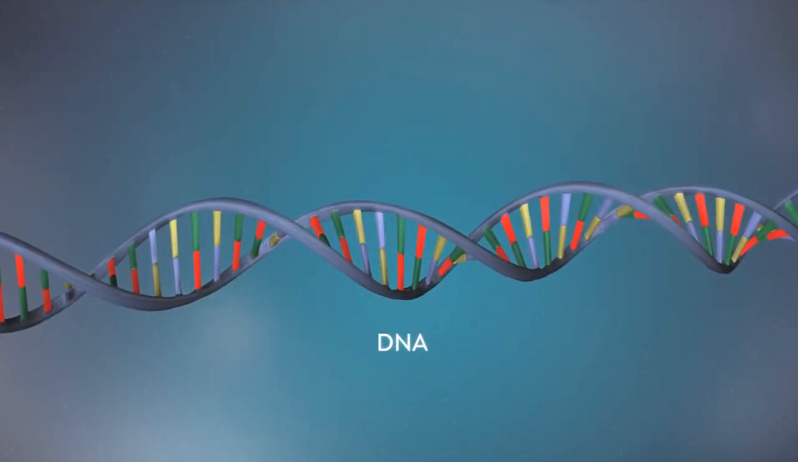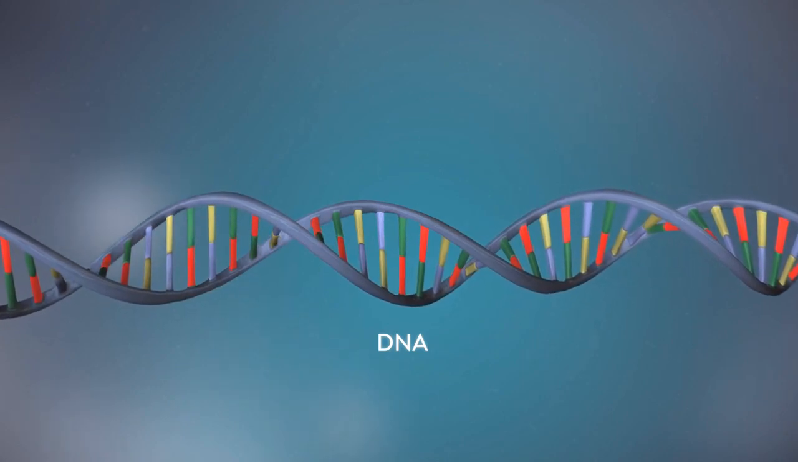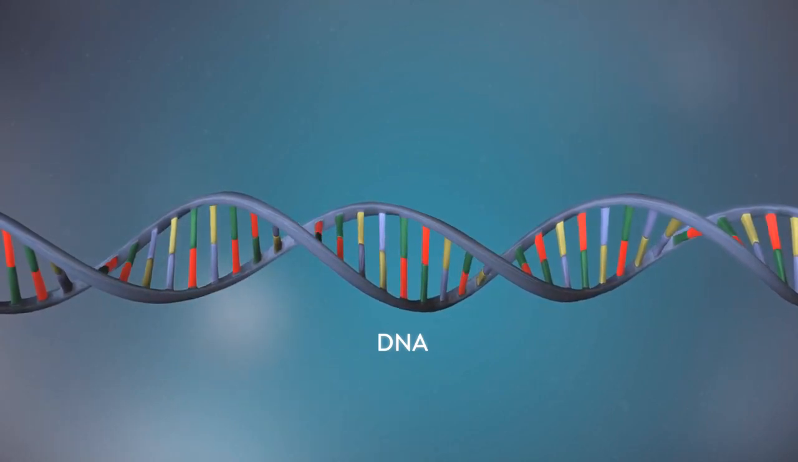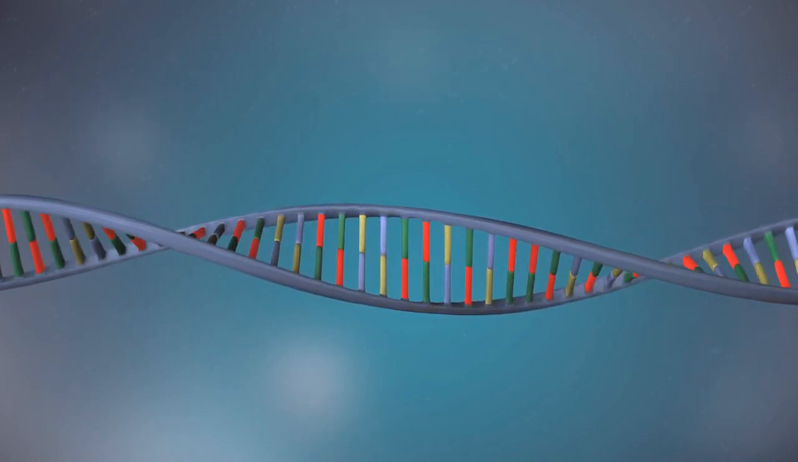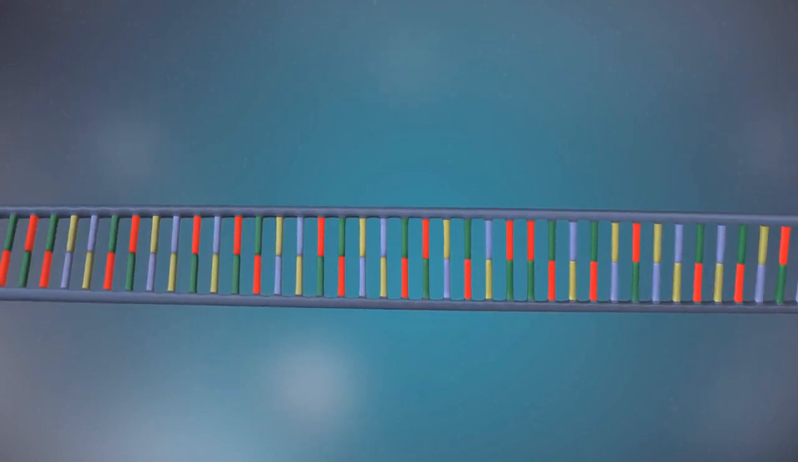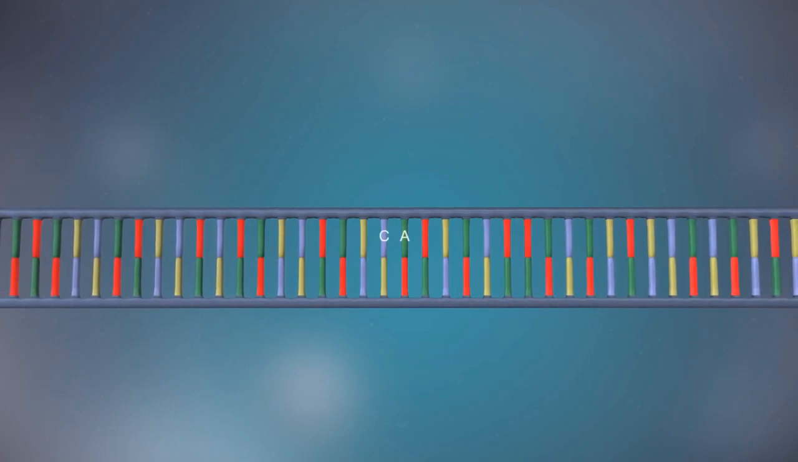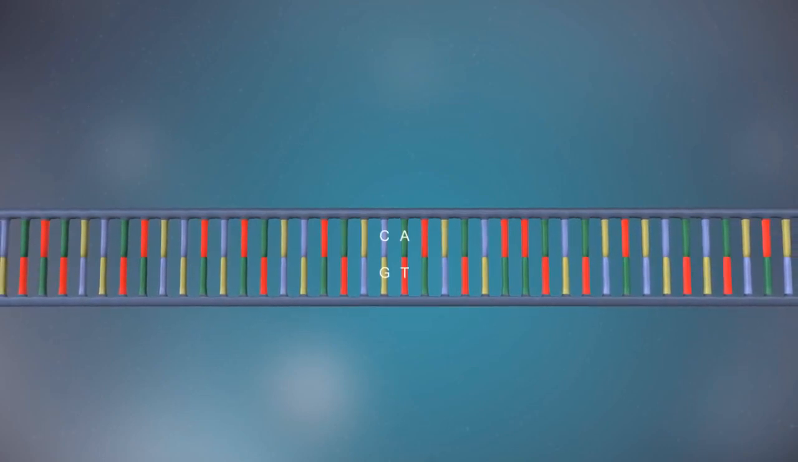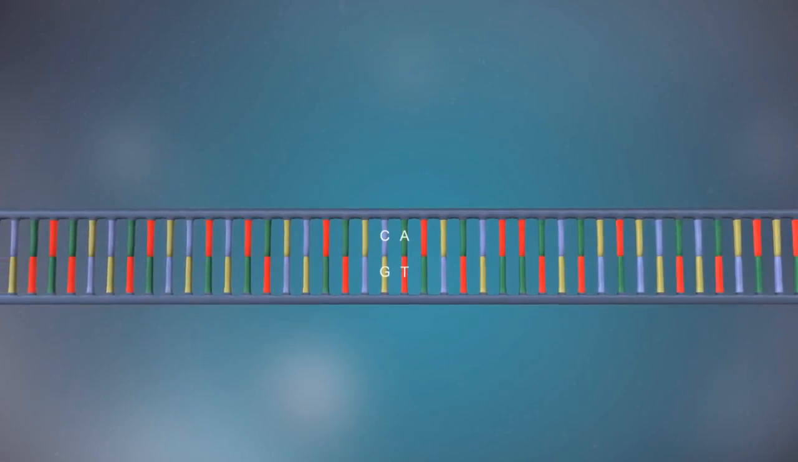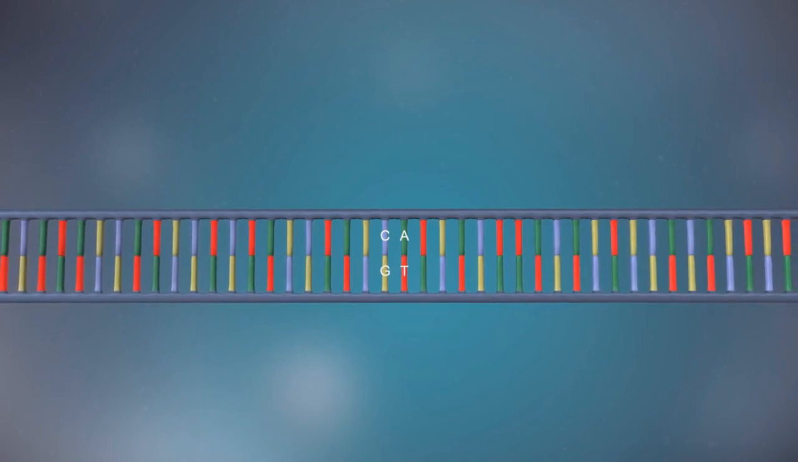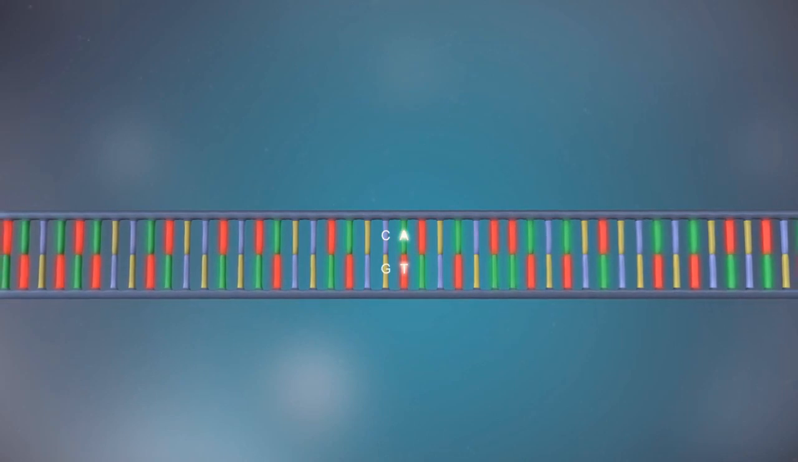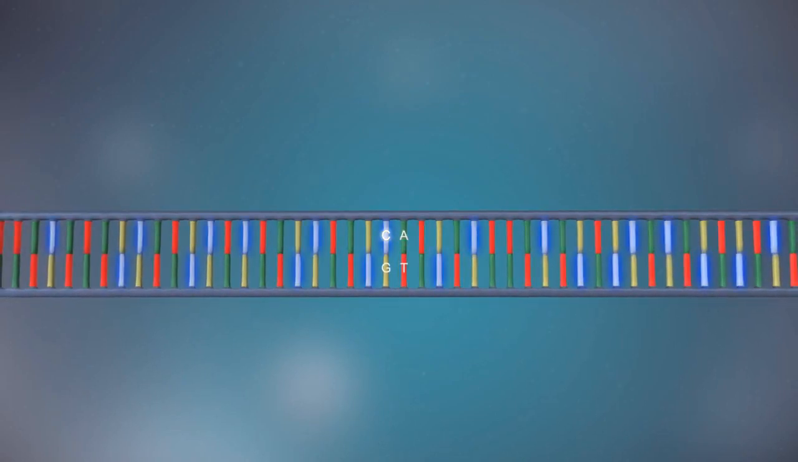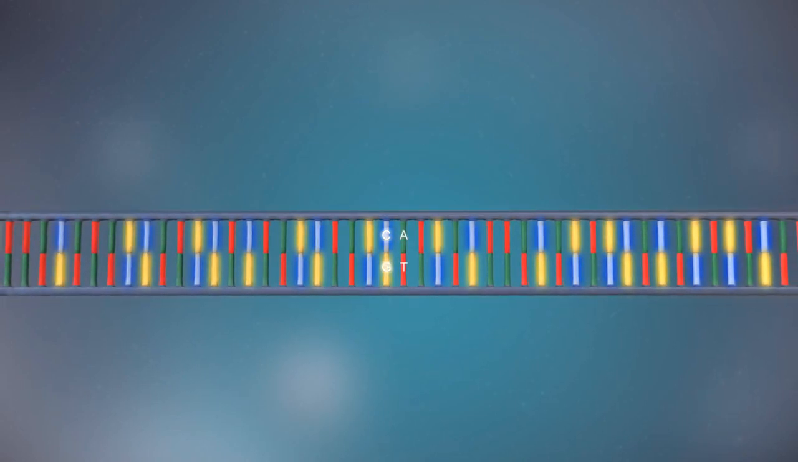DNA is a molecule made up of two strands, twisted around each other in a double helix shape. Each strand is made up of a sequence of 4 chemical bases, represented by the letters A, C, G, and T. The two strands are complementary. This means that wherever there's a T in one strand, there will be an A in the opposite strand, and wherever there's a C, there will be a G in the other strand.